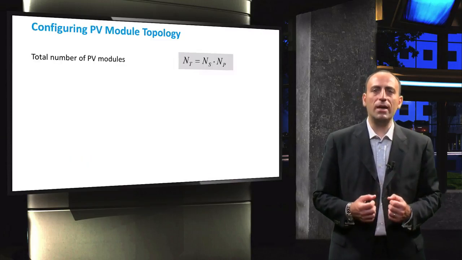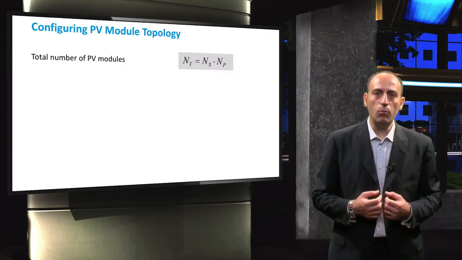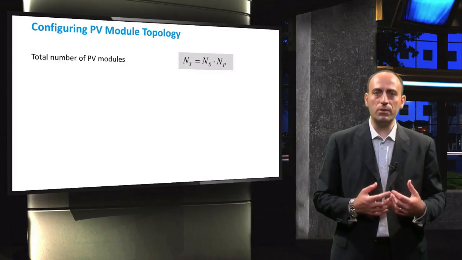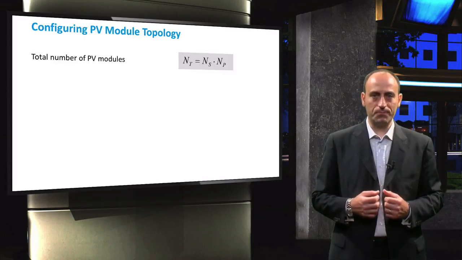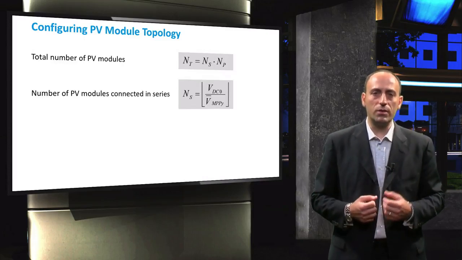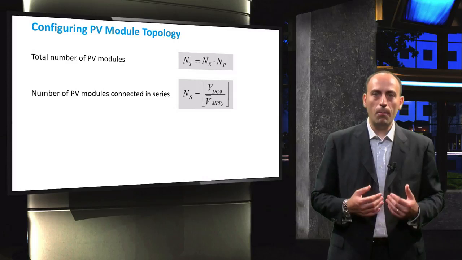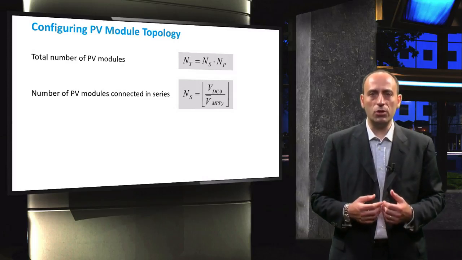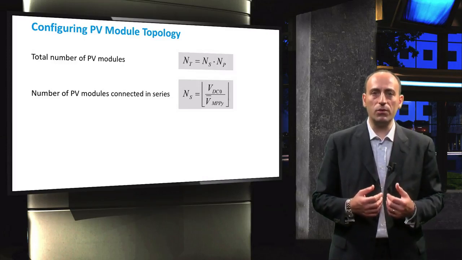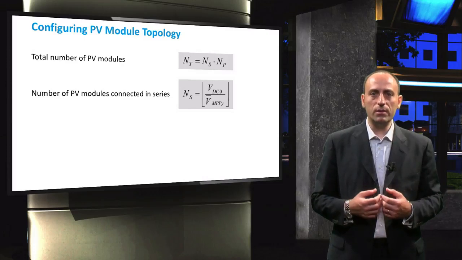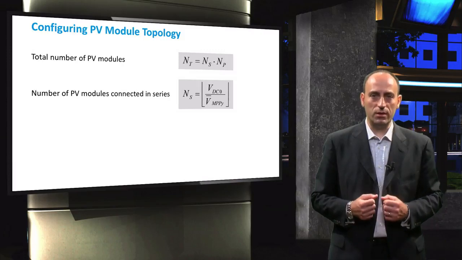With these parameters in mind, we can decide how to configure the modules in the PV system. The total number of modules is equal to the product of the number of series connected modules in a string and the number of such strings connected in parallel. The number of series connected modules, NS, is calculated by dividing the nominal DC voltage of the inverter by the averaged maximum power point voltage of the PV modules. You learned how to calculate this averaged MPP voltage in the previous video. Note that the NS value is obtained by rounding down the calculated value to its nearest integer.